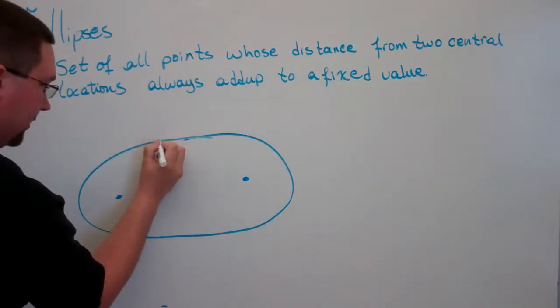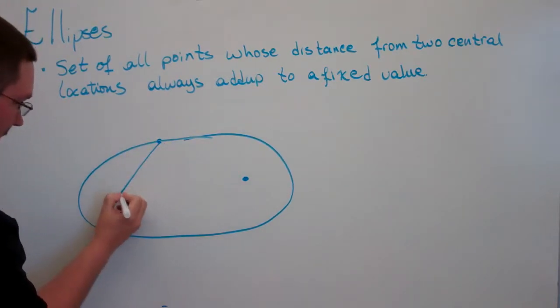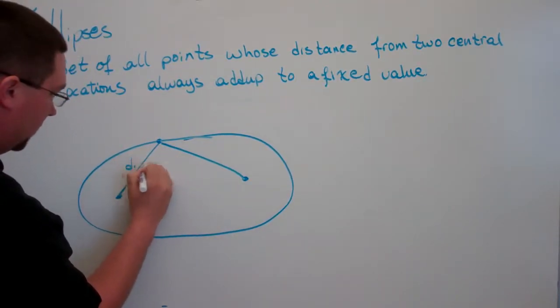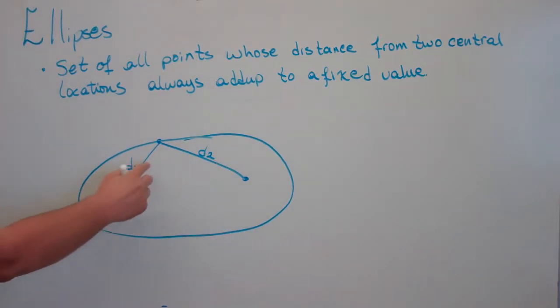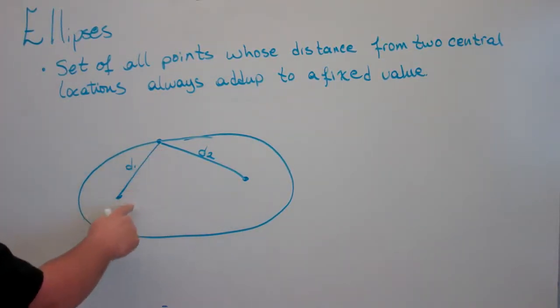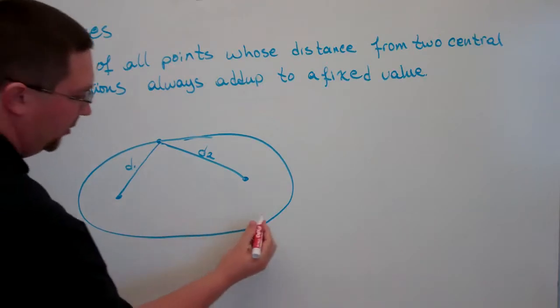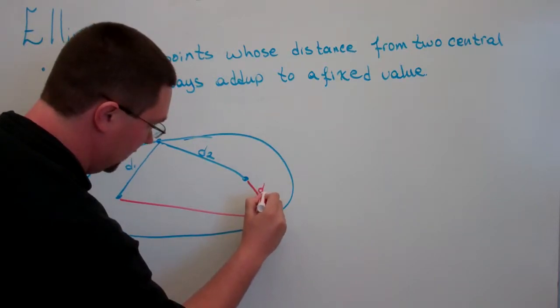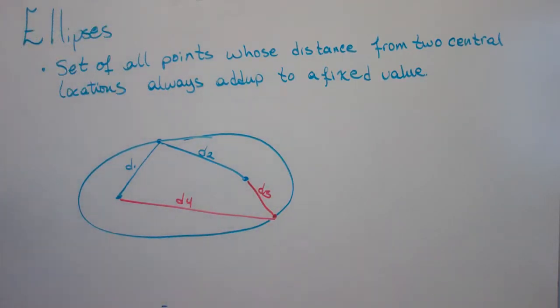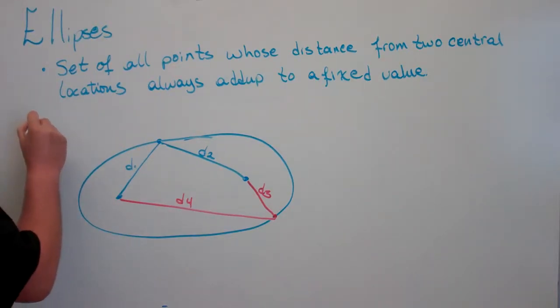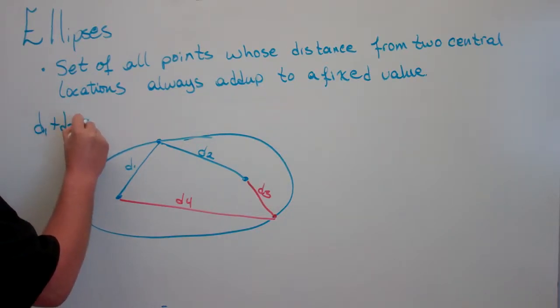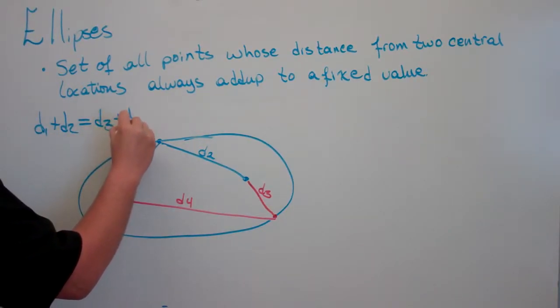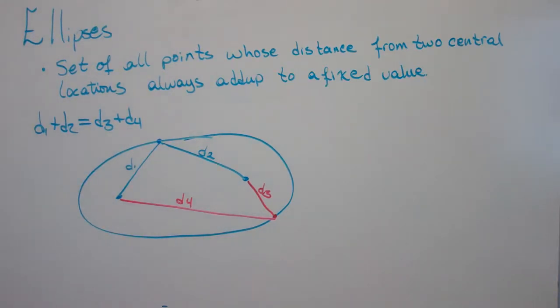Now say I picked this point on the ellipse. If this was D1 and this was D2, so the distance of the point from this location and then from that location. Then say I picked another point over here, so I have distance 3 and distance 4. Now, by definition of an ellipse, D1 plus D2 should equal D3 plus D4. That's what that means.